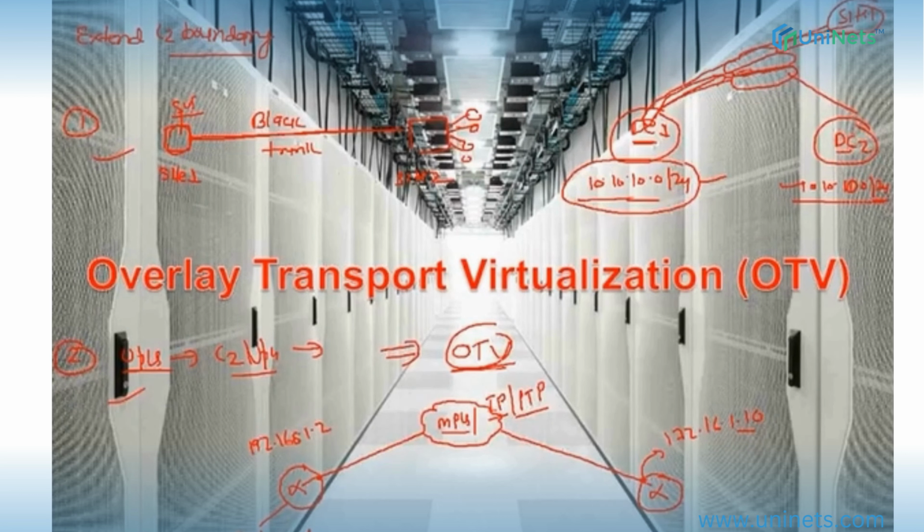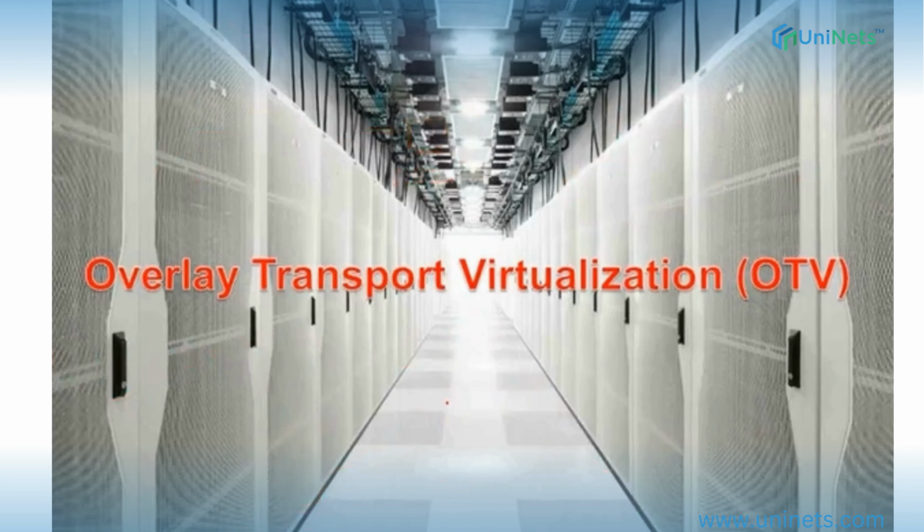The 10.10.10.0/24 subnet, you can extend it from DC1 to DC2. So you can use this subnet here also via OTV. So OTV runs over your existing IP network infrastructure. Okay, understood?